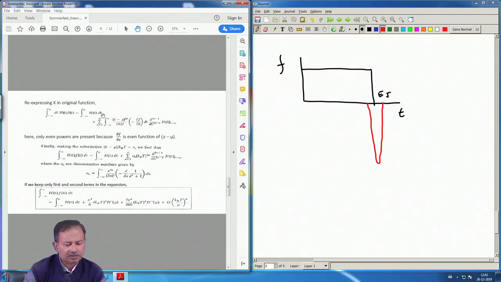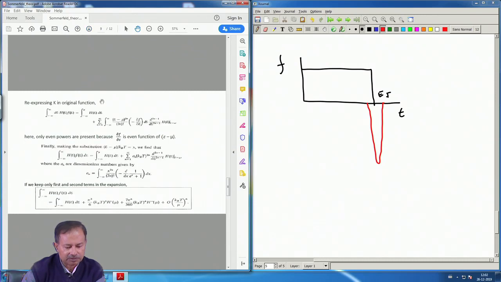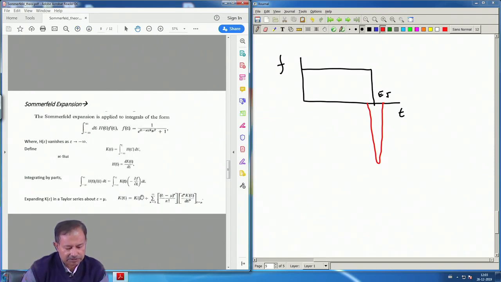So, this integral can now be rewritten in terms of this first part up to mu, which came from the first term. Remember, this term is K of mu only, it is a constant term. That will give me this term, and because h is dK dE, this integral will give me only h at mu, K at mu, remember, that is what I should get.